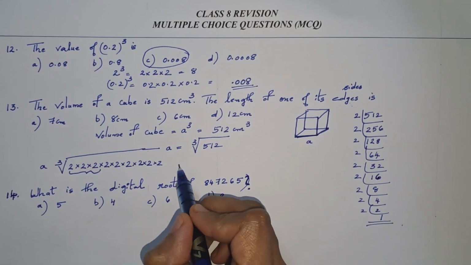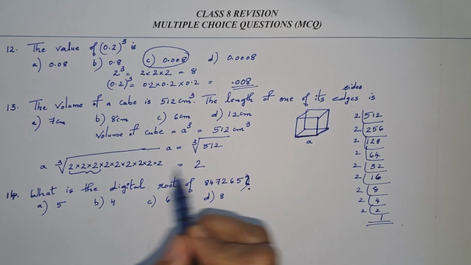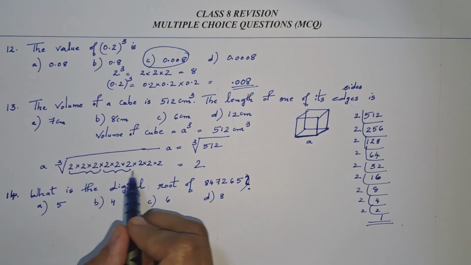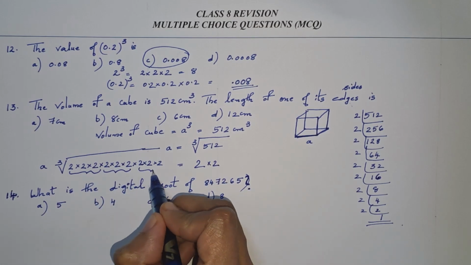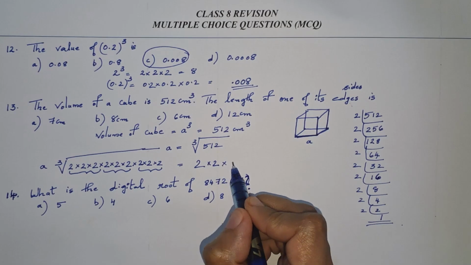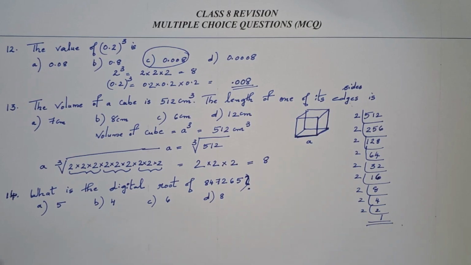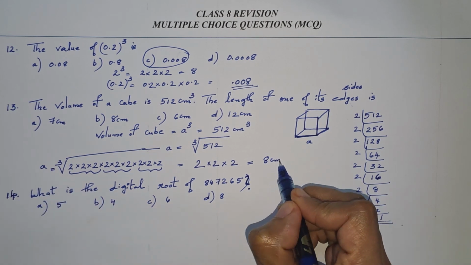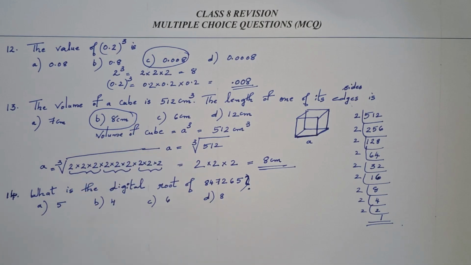When I'm taking it out of the root, that will give me 2. Then from this set of 3 I'm getting another 2 out. From this set of 3 I'm getting another 2 out. So the answer is 8. The length of each of the edges is 8 centimeter. Correct answer is option B. Okay, let's move on to the next question.